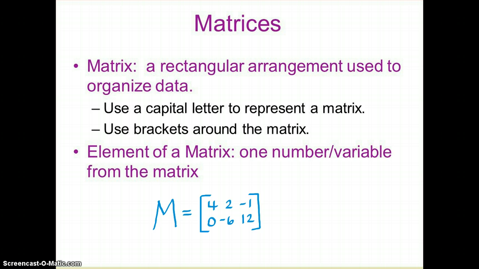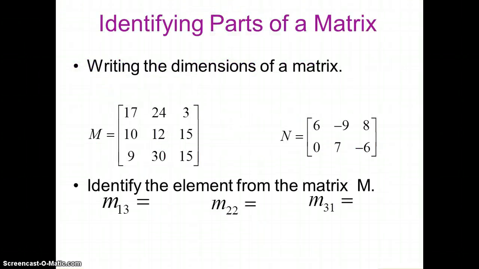Again, like I said, it's just in a rectangular shape with rows and columns, has square brackets around it with a capital letter that is identifying the name of the matrix. Then we talked about elements. An element in this matrix would be just one number from that matrix. So for example, in my matrix, -6 would be one of the elements. This particular matrix happens to have 6 elements total. 2 rows, 3 columns actually. And so those are some of the parts of things that we have in a matrix.